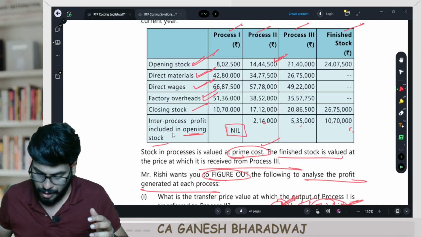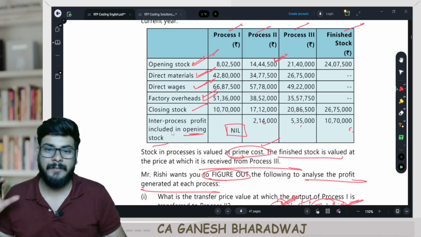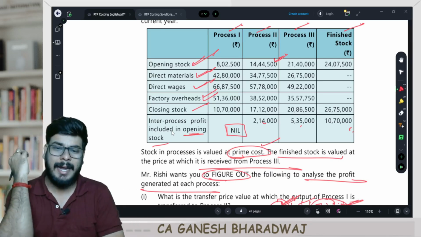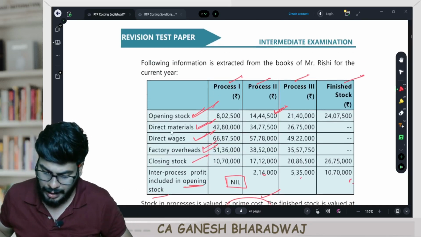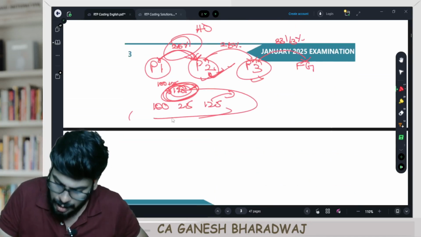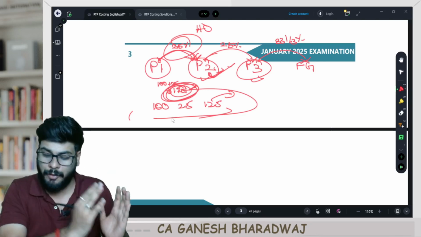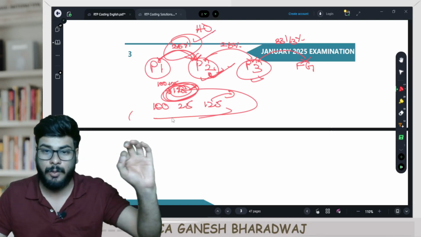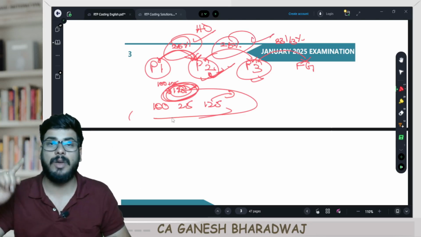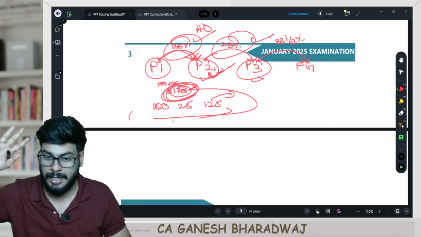Now, using this data, we will be preparing the ledger accounts. In this case, you need to understand that the output of process 1 is going to be transferred at a 25% markup. The same 25% markup applies for P2 to P3, and P3 to FG is at 33 percent of cost.